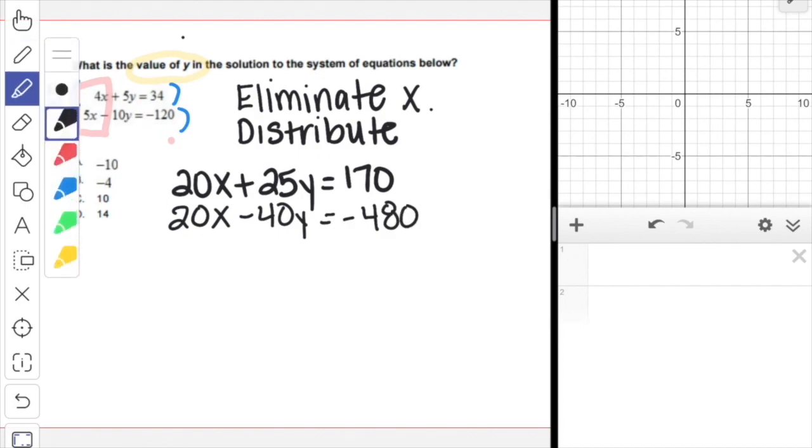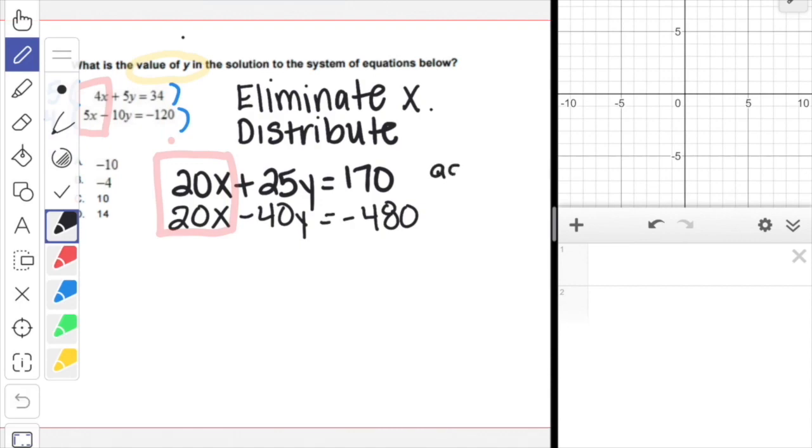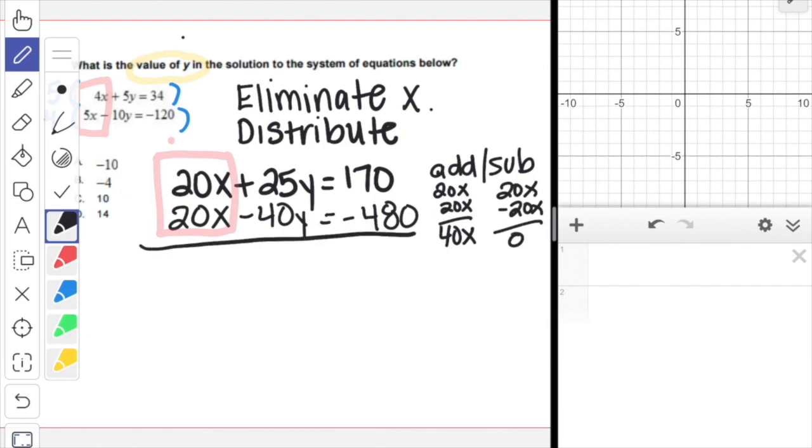All right, so at this point, I now have the same coefficient. So I need to determine, do I need to add or am I going to subtract? So remember, in order to add or subtract, you have to determine which one's going to eliminate that value. So if I add 20x and 20x, that's going to give me 40x, and we don't want that to happen. If I subtract 20x and 20x, then that's going to give me 0, which is what I want to happen. So we're going to subtract this entire equation.